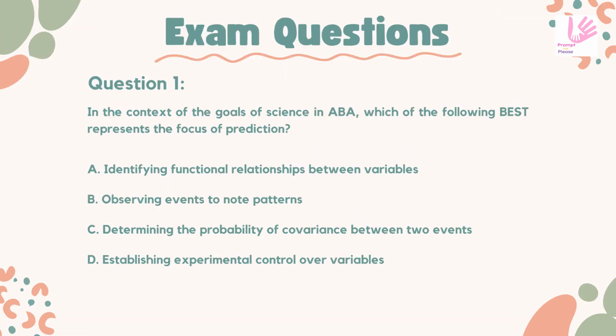Now let's test your skills with some exam questions. Question number 1. In the context of the goals of science in ABA, which of the following best represents the focus of prediction? A. Identifying functional relationships between variables. B. Observing events to note patterns. C. Determining the probability of covariance between two events. D. Establishing experimental control over variables. The correct answer is C. Determining the probability of covariance between two events.